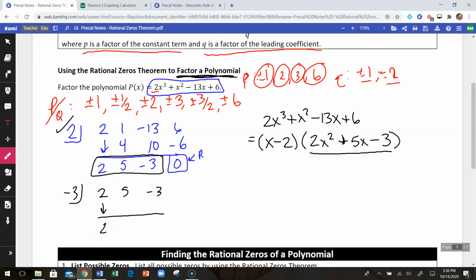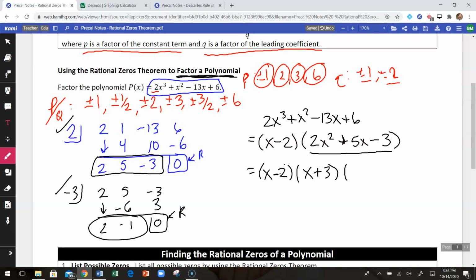Synthetic division. 2, -6, that's -1. That's +3, that's 0. There's my remainder in the last box. So again, what does that mean? Well, we have this x minus 2 out front. Because -3 worked, that means that we have a factor of x plus 3. And then what else do we have? Well, this is all that we have left now.